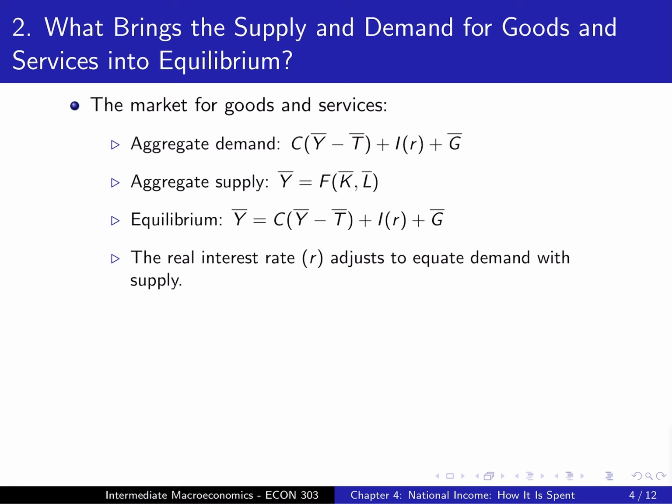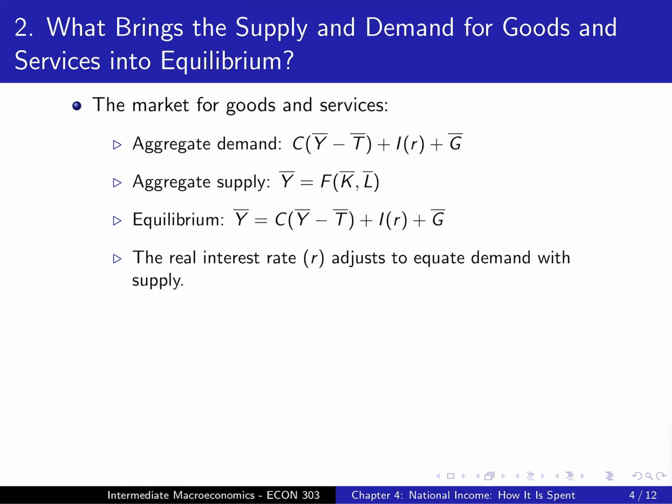Next, we consider aggregate supply, which in the long run is fixed and determined by the production function. Y bar is a function of K bar and L bar. The condition for equilibrium in a goods market is when total demand equals total supply. So Y bar equals consumption function of Y bar minus T bar, plus investment function of R, plus G bar.